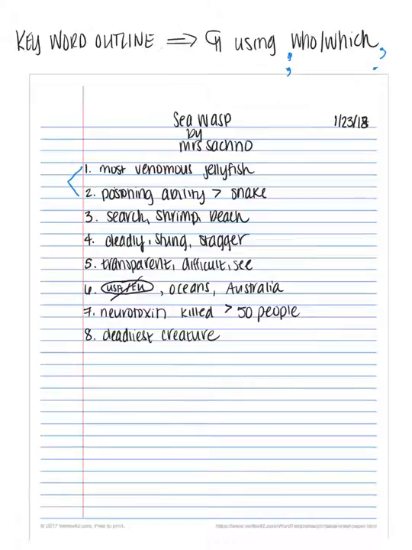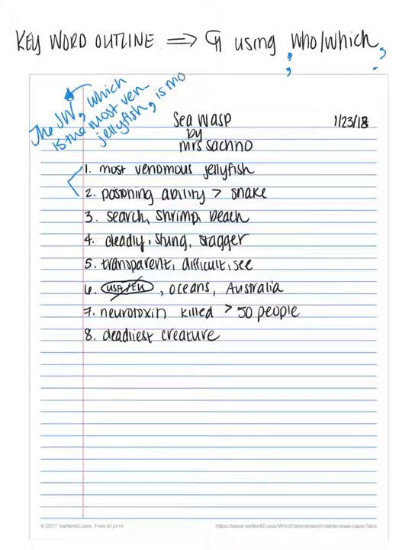Here I used a which, the sea wasp, comma, which, because it's not a who I'm talking about, it's a thing, it's this jellyfish, which is the most venomous jellyfish. What do I need after that? Oh, comma, is more poisonous than any snake. Period. Notice I use a who which clause here, which is the most venomous jellyfish.